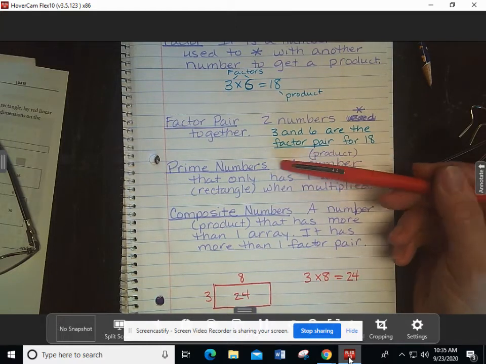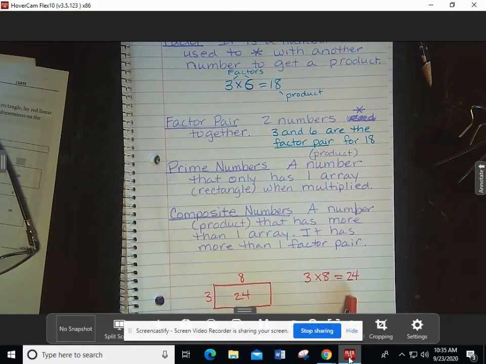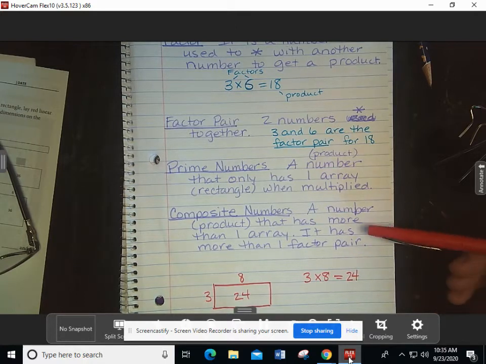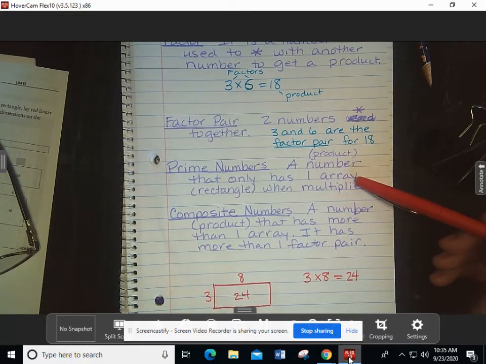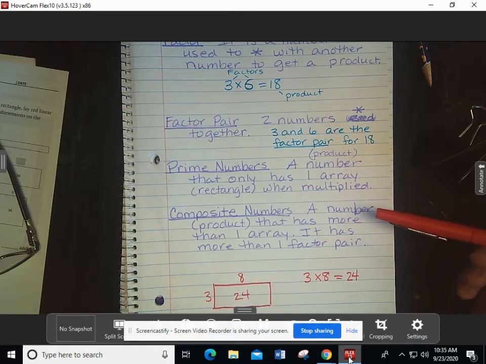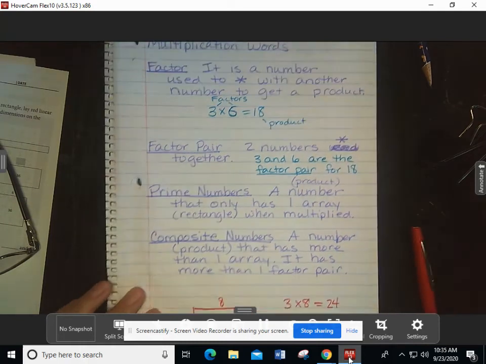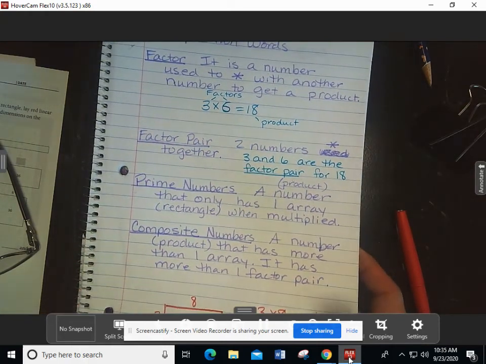If we're thinking about prime numbers versus composite numbers, and I look at these, I know that 24 is an even number, and we discovered yesterday that even numbers usually have more than one array, so it would be a composite number. A prime number only has one array. Its factor pair would be the number 1 and the number, like 2, 3, 5, 7, 11, 13. Those are numbers that cannot be divided in half without using a different factor. 2 is a special case, which we will get into on another day.